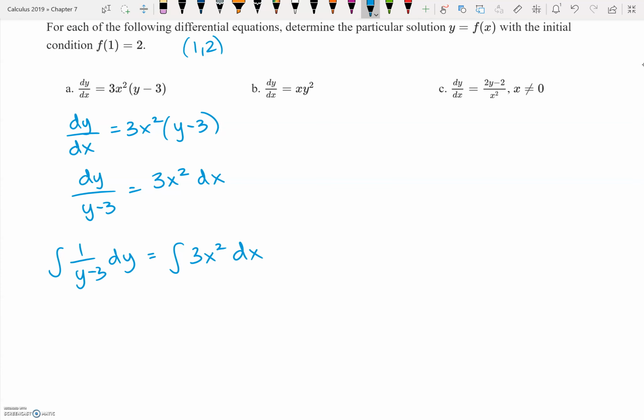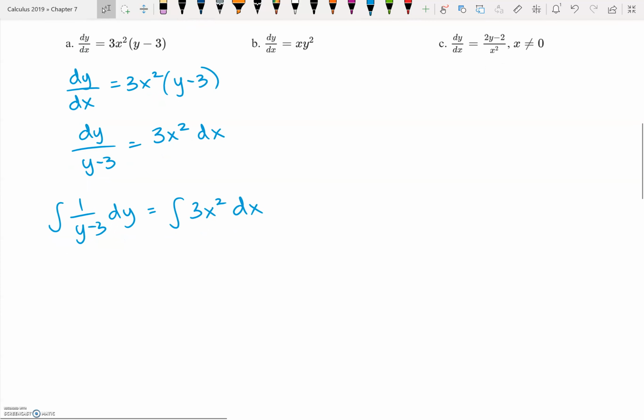Okay, now we're going to say, well, what is the antiderivative of 1 over y minus 3? Well, what is the antiderivative of 1 over x? That's just going to be ln x. So the antiderivative of 1 over y minus 3 is going to be ln of y minus 3. Now here's a problem here. I'm going to write that plus c, and I'm going to change that in just a second. What's the antiderivative of 3x squared? That becomes x cubed. If we take the derivative of that, the 3 comes down, so that's just no coefficient there.